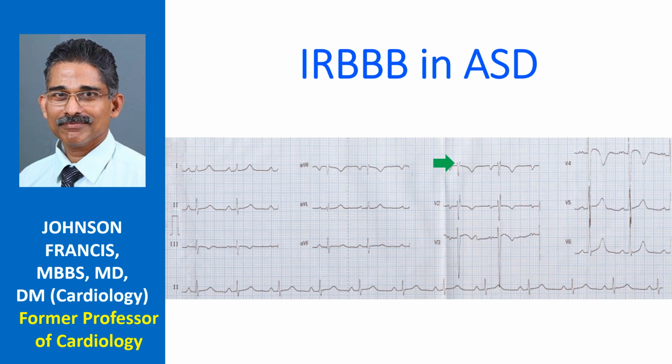Left axis deviation is usually a feature of ostium primum ASD. First degree AV block may be noted in both primum and secundum ASD. Familial ASD with first degree AV block has been reported in secundum ASD. This type of familial ASD has an autosomal dominant inheritance pattern. There is also a higher incidence of sudden cardiac death in this group.